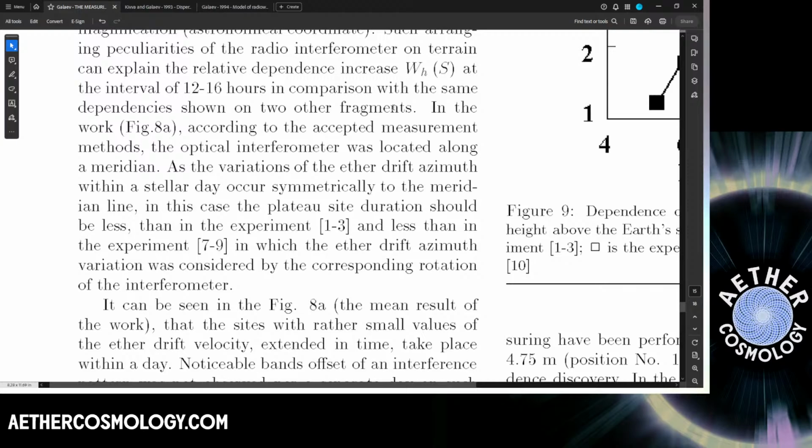In the work of Figure 8a, according to accepted measurement methods, the optical interferometer was located along a meridian. As the variations of the ether drift azimuth within one stellar day occur symmetrically to the meridian line, in this case the plateau site duration should be less than in the experiment of 1 through 3, and less than the experiment of 7 through 9, in which the ether drift azimuth variation was considered by the corresponding rotation of the interferometer.